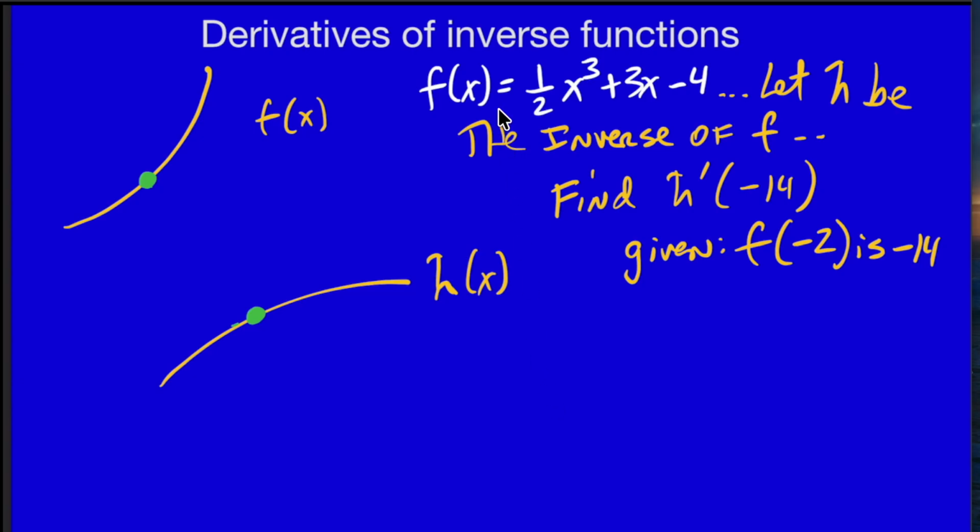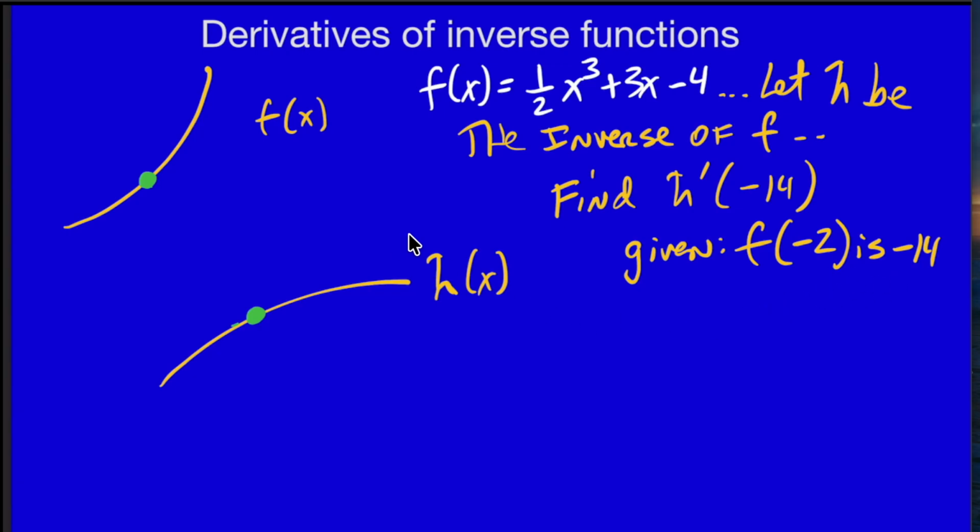We are given that f of x equals 1/2 x cubed plus 3x minus 4, and we're going to let h be the inverse function of f, and we're asked to find h prime of negative 14. And we're given that f of negative 2 is negative 14.